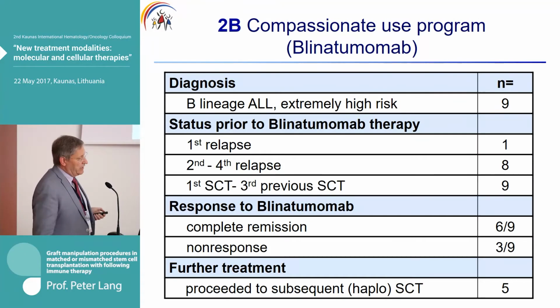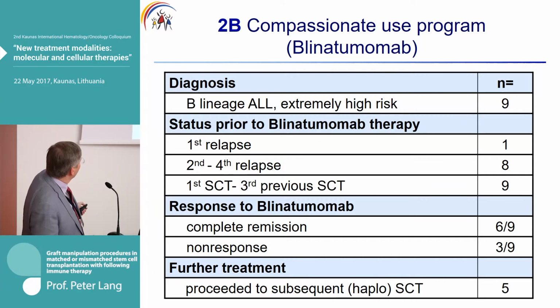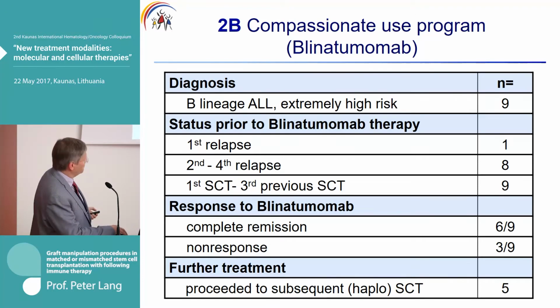And we have established a compassionate use program. We have treated 9 patients at extremely high risk. This is the status prior to blinatumomab therapy. The patients had a first or up to a fourth relapse, and all patients had at least 1 transplantation or even a third previous transplantation. And this is the response to blinatumomab. Indeed, 6 out of 9 patients showed a complete remission, whereas 3 out of 9 did not. So 5 patients could proceed to a subsequent stem cell transplantation.